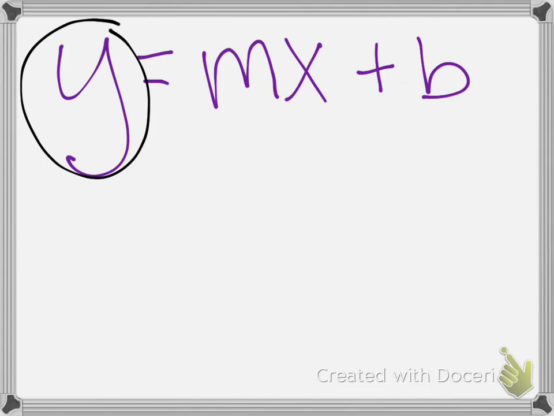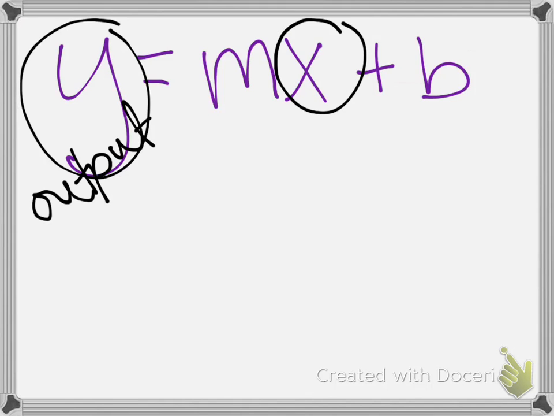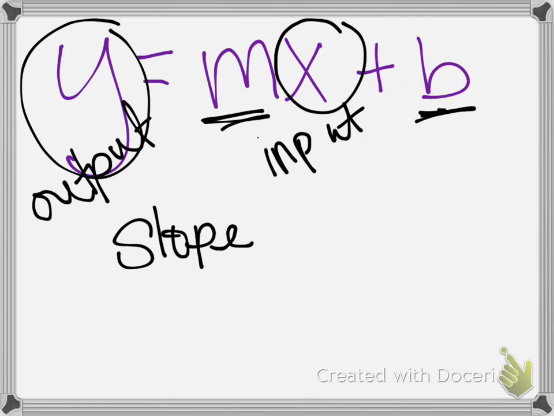This y is representing the output, my y in my output table. This x, that's representing the input in my table. We'll get there in a little bit. And then I'm left with this m and this b, okay? This m and this b. We're looking at what letter is going to represent my slope and what letter is going to represent my y-intercept.